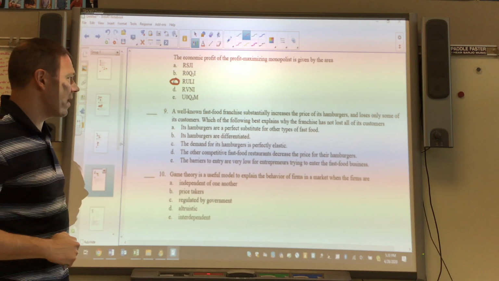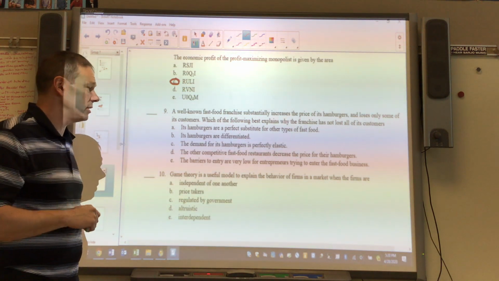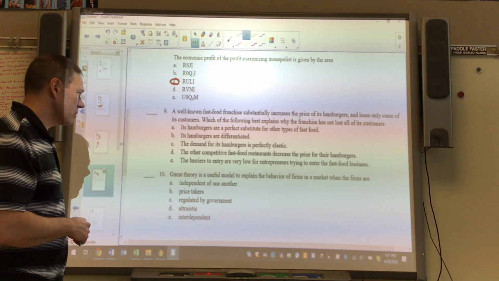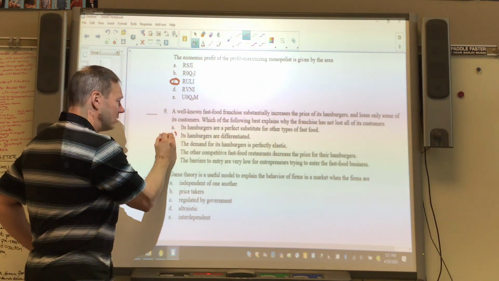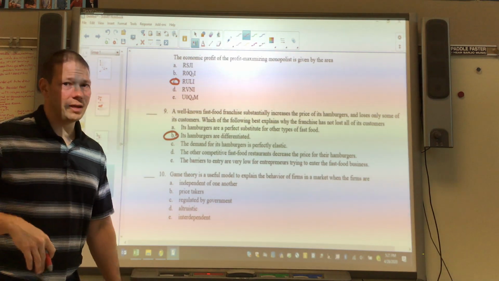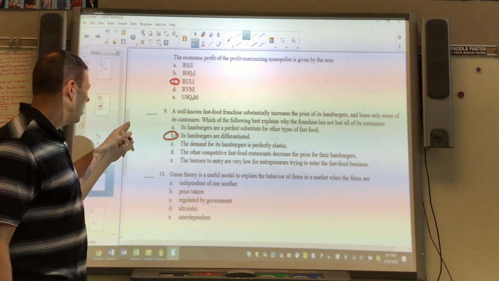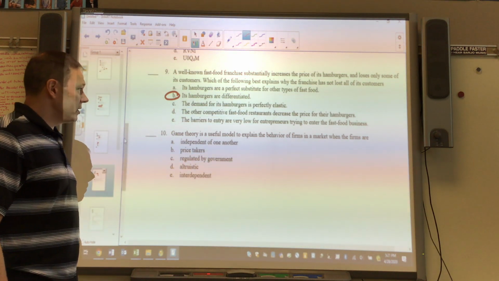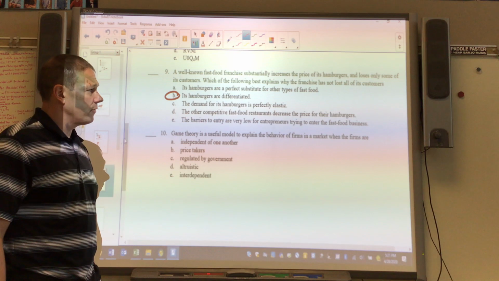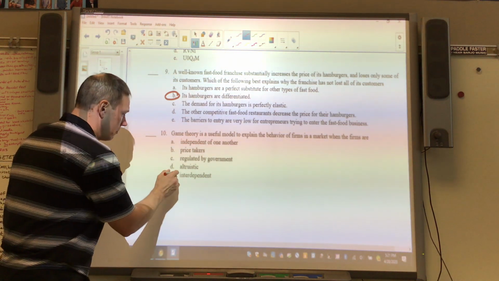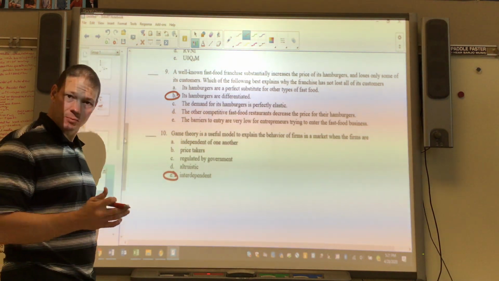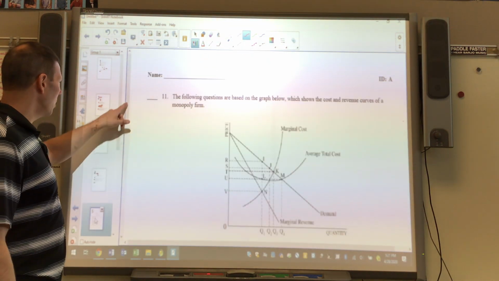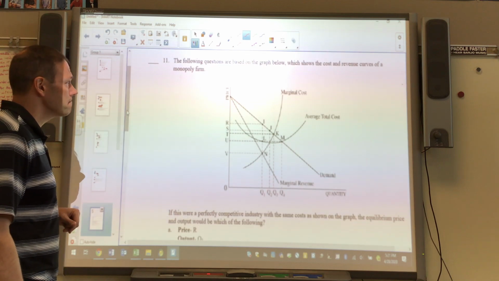Number 9, a well-known fast food franchise substantially increases the price of its hamburgers, only loses some of its customers. How is that possible? Well, letter B, the hamburgers must be differentiated. They can still justify we got the best hamburgers, therefore people are going to pay the money. All right, number 10, game theory is a useful model to explain the behavior of firms in a market when the firms are, best answer here is E, interdependent. Remember, that's the whole game theory payoff matrix. What you do has a big impact on your competitor and vice versa.